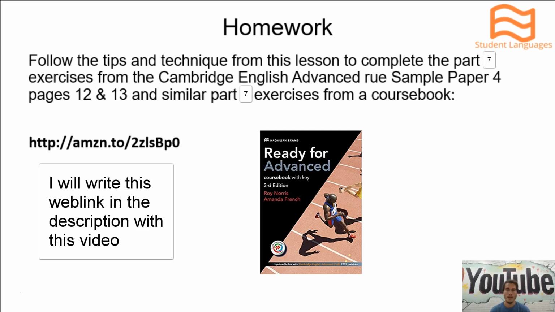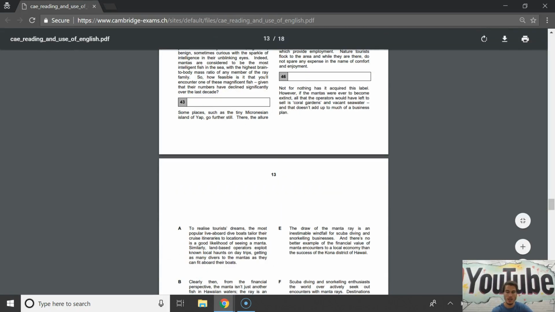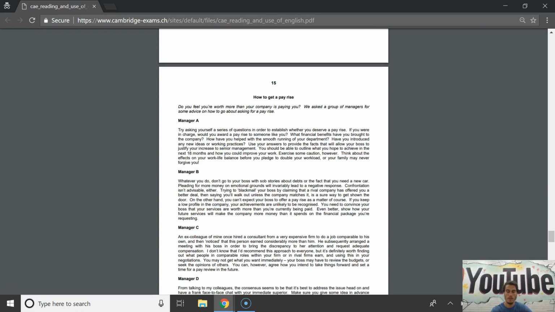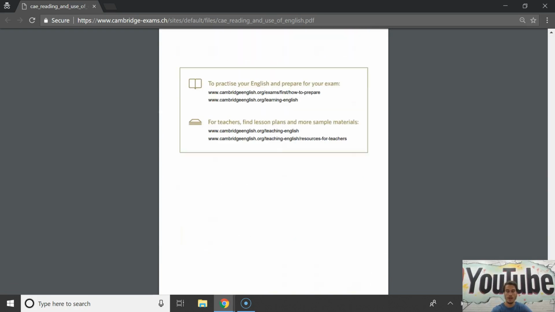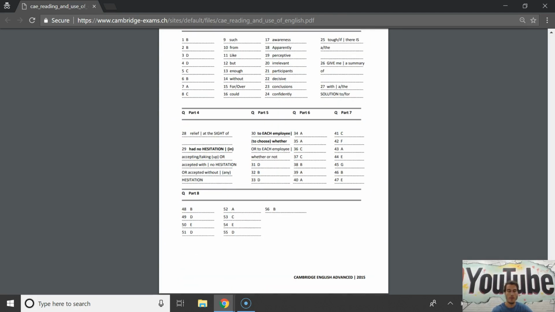When you want to find out the answers for your questions for the sample paper part 4, if you look at the document where the questions are and you scroll to the bottom, you should also find the answer key here. So this tells you whether you have the right answers or the wrong answers.